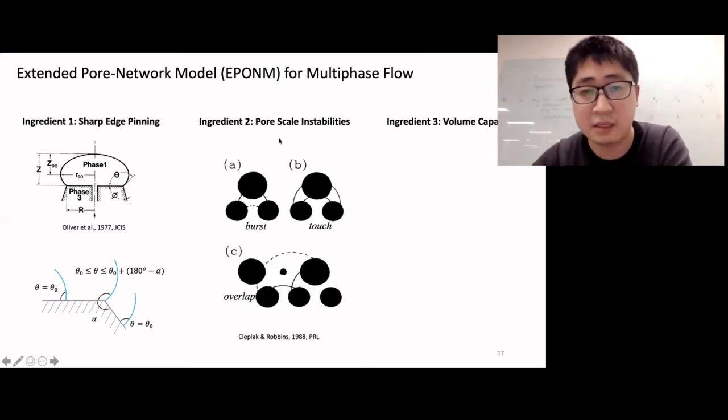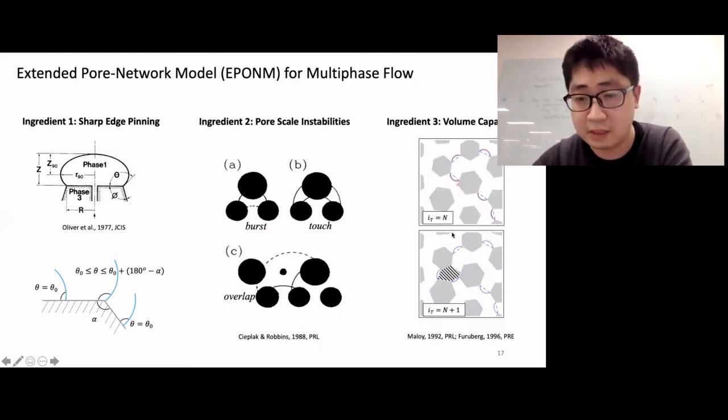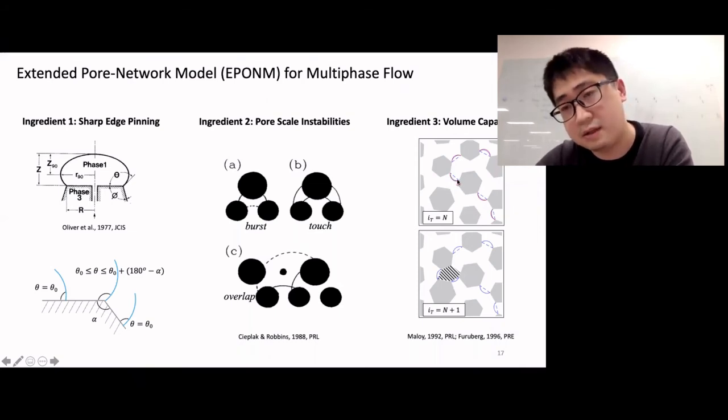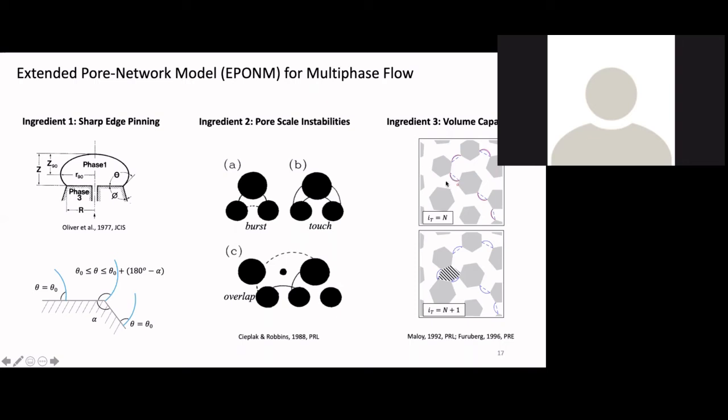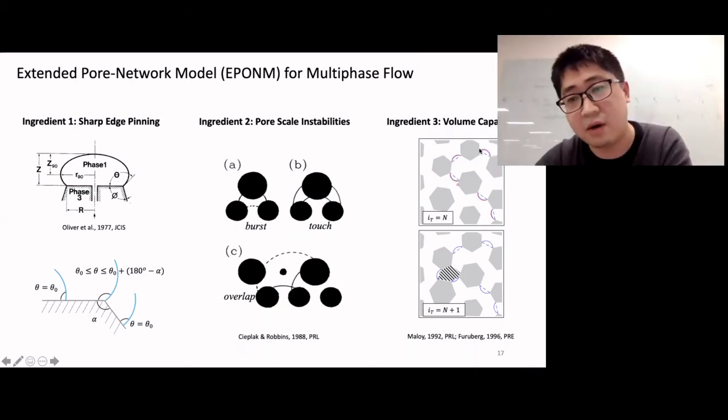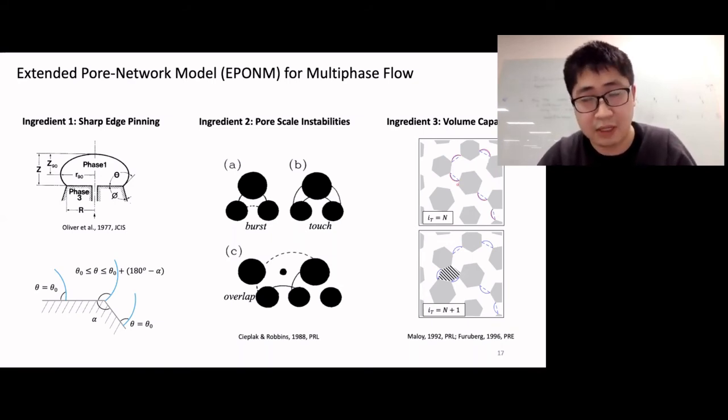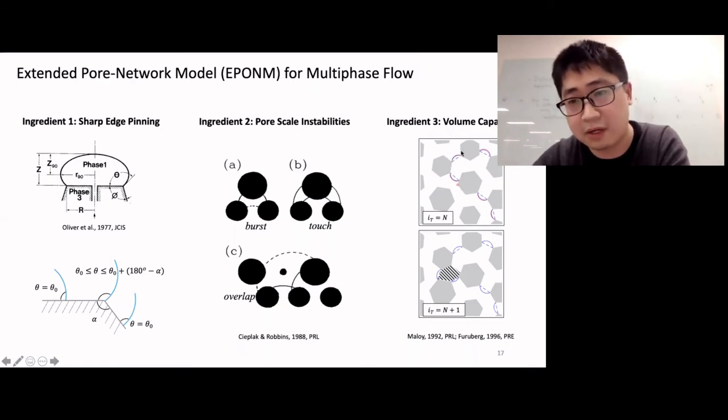The second ingredient is the pore scale instabilities, as described in this paper. And then the third ingredient is the volume capacity model. So basically, at each invasion event, you can imagine that this meniscus will move forward, but at the same time, all the other menisci will retract a bit. It's just a liquid redistribution within this pore geometry. So we need to consider what's the total liquid that is stored within the meniscus that is being redistributed during this advancement event.